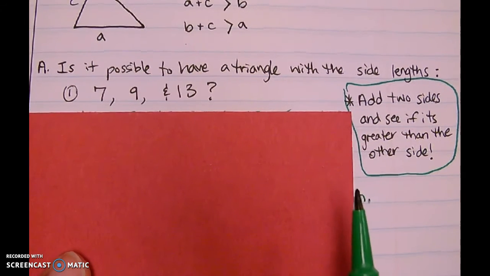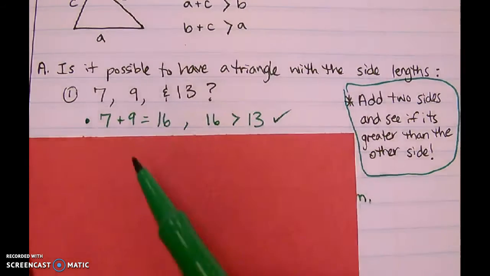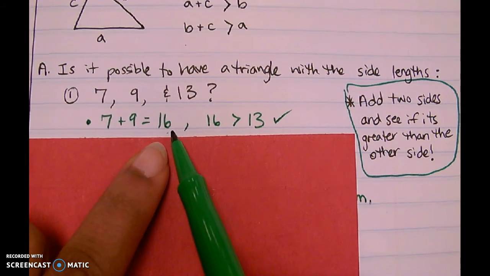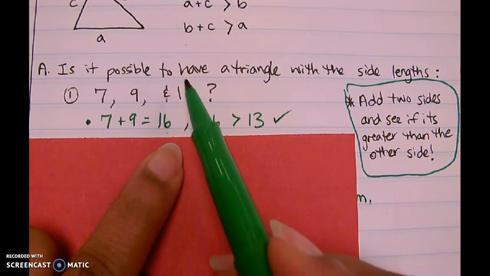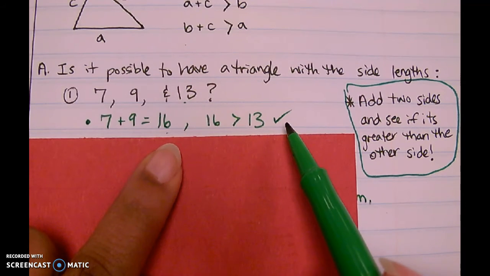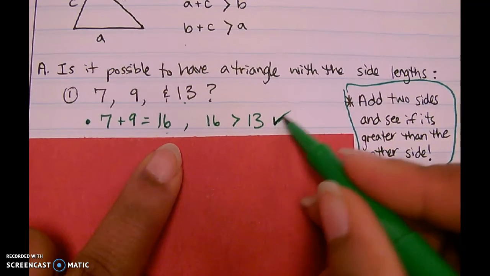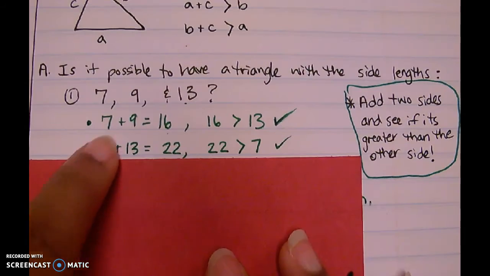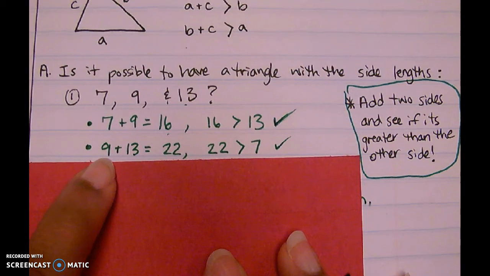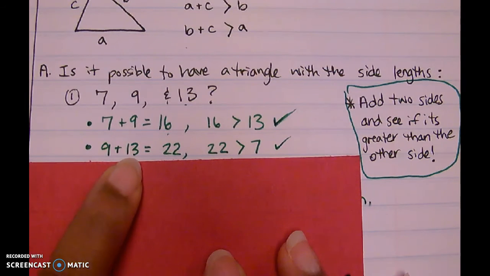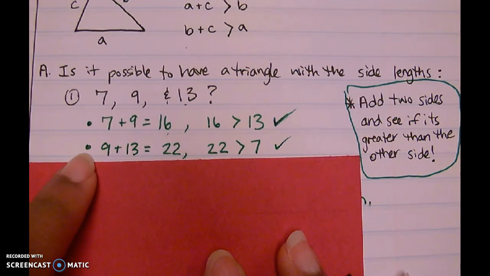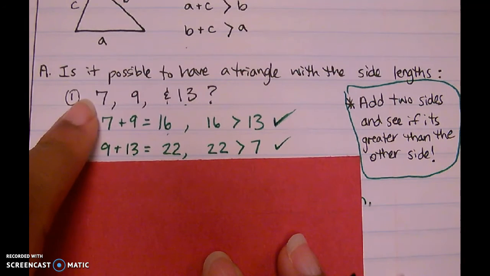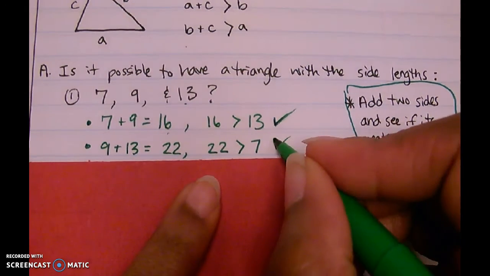So, here's how I would solve this problem. I would first add 7 plus 9. 7 plus 9 is 16. Is 16 greater than 13, that remaining side? Yes, it is. So that checks out. Okay. Next, if I add 9 and 13 together, those two equal 22. Is 22 greater than this remaining side? Yes, it is. So that checks out.